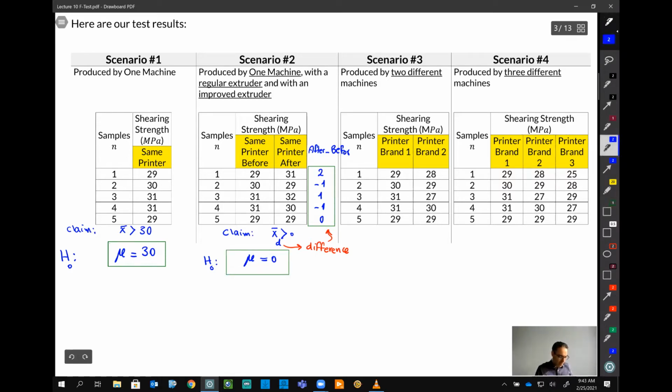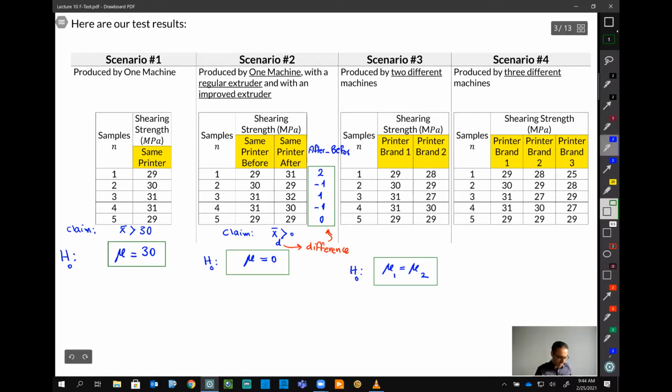And scenario number 3 is easy. So we have a claim, maybe one machine performed better. Our null hypothesis then is mu1 is equal to mu2. It says that no, there is not a significant difference between these two, and they come from a population that each of them has a mean, but there is not a difference between these two means.